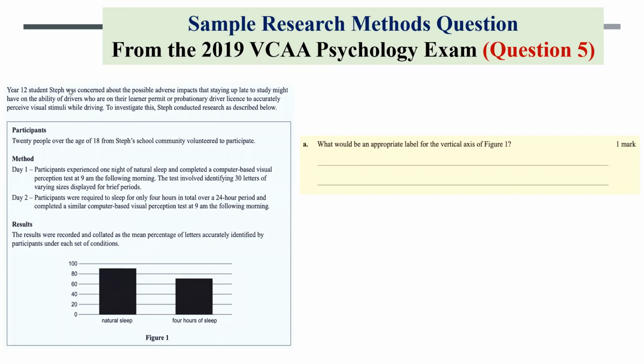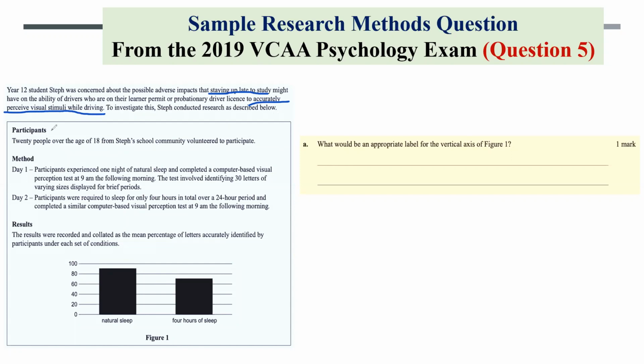Year 12 student Steph was concerned about the possible adverse impacts that staying up late to study might have on the ability of drivers who are on their learner permit or probationary driver license to accurately perceive visual stimuli while driving. So she's looking at some variables there: staying up late to study, so basically the effect of sleep on the ability to accurately perceive visual stimuli, or to see hazards on the road, for example, while driving. To investigate this, Steph conducted research as described below.